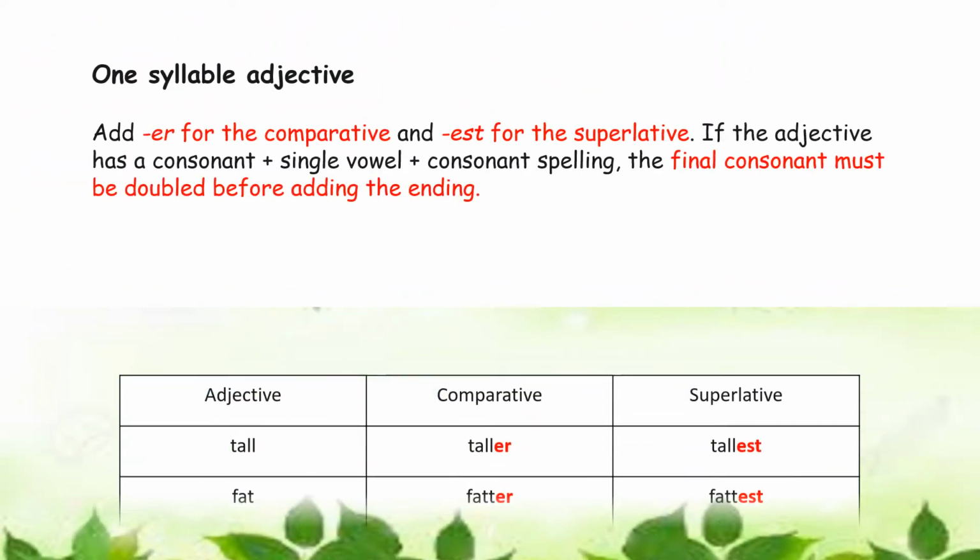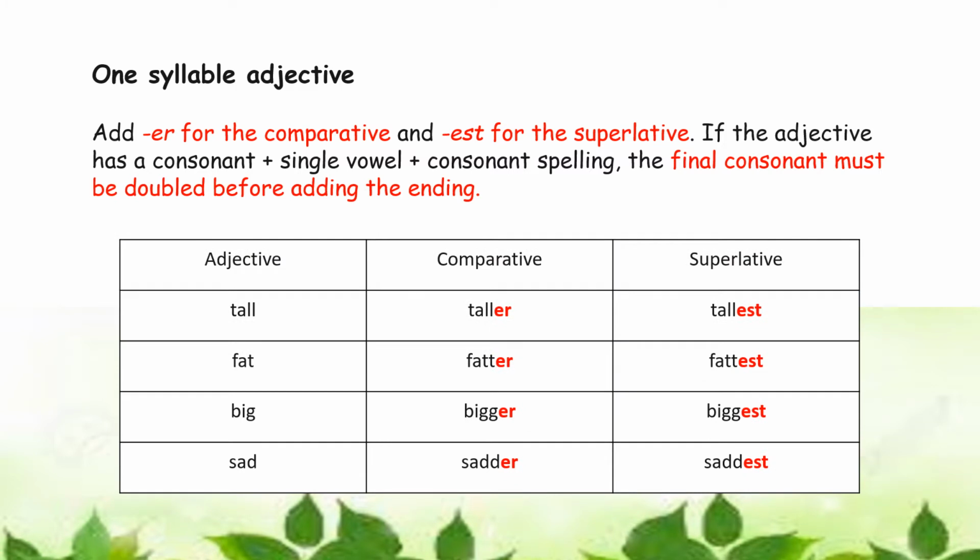One-syllable adjective: add er for the comparative and add est for the superlative. If the adjective has a consonant plus a single vowel plus a consonant spelling, the final consonant must be doubled before adding the ending. So we have here the adjective, comparative, and the superlative. So take note of this one. The adjective word is tall, and then we add er, taller, and we add est, tallest.